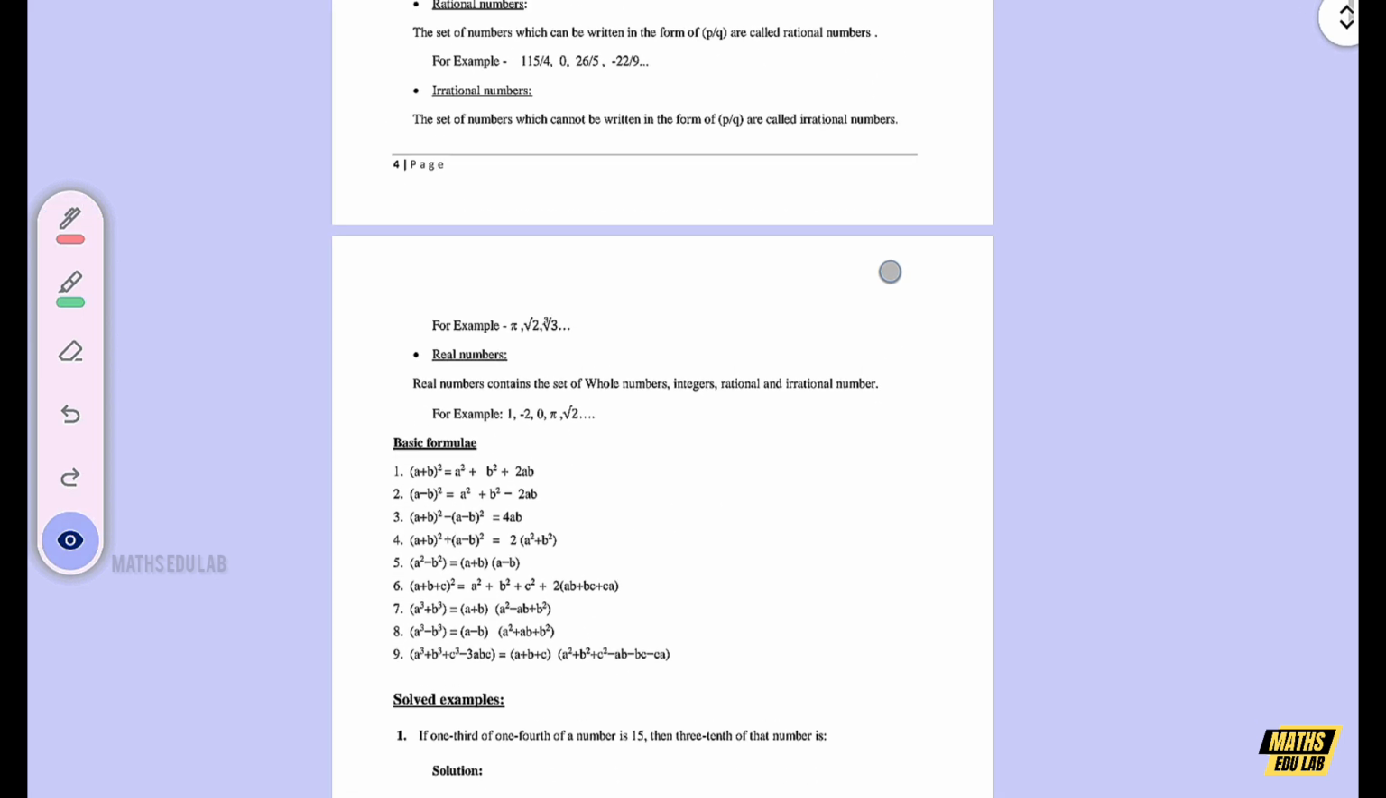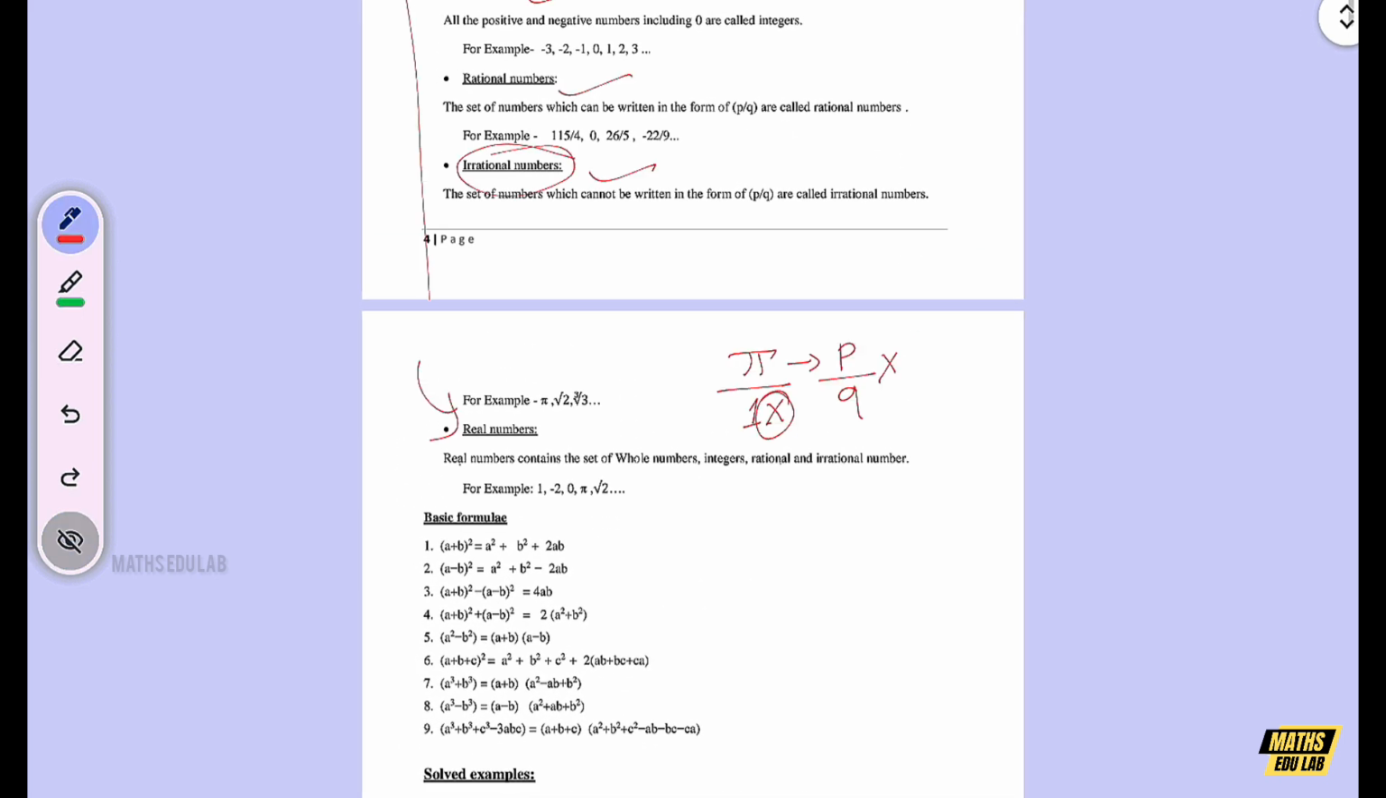Okay. There are some basic formulas given. The first one is (a + b)² = a² + b² + 2ab. The next one is (a - b)² = a² + b² - 2ab. Then (a + b)² - (a - b)² = 4ab. And the fourth one is (a + b)² + (a - b)² = 2(a² + b²).